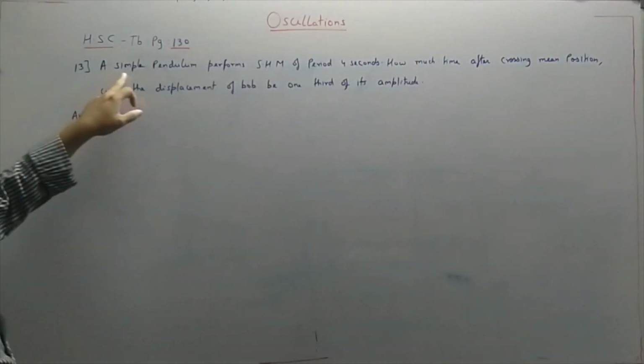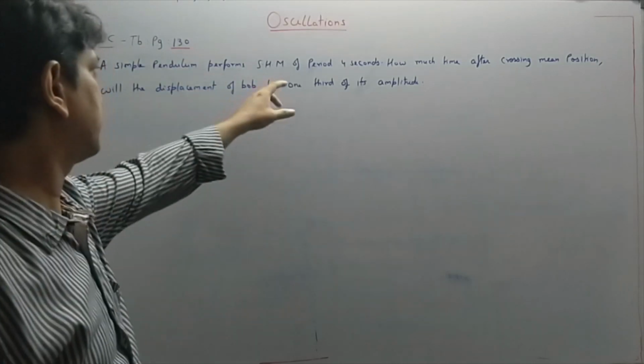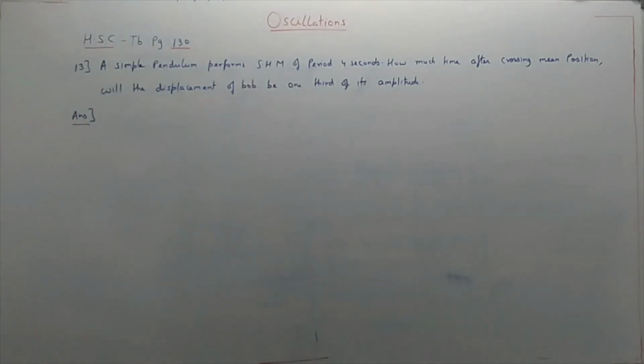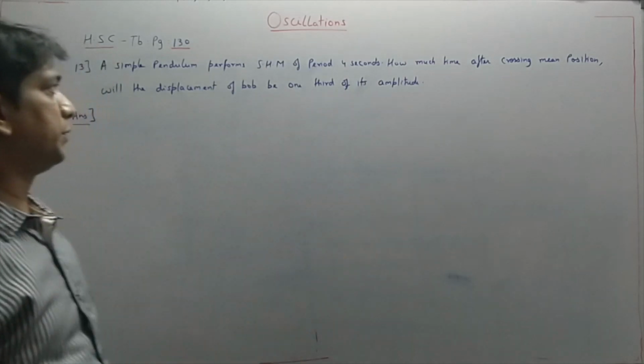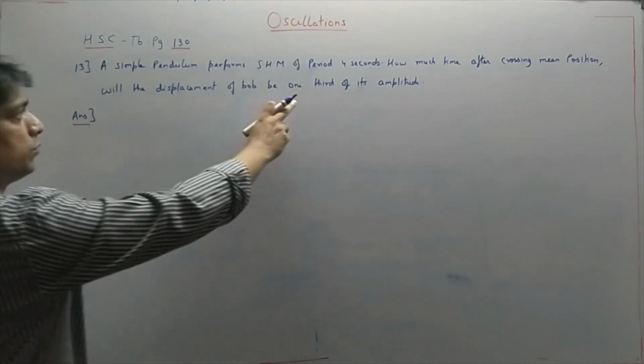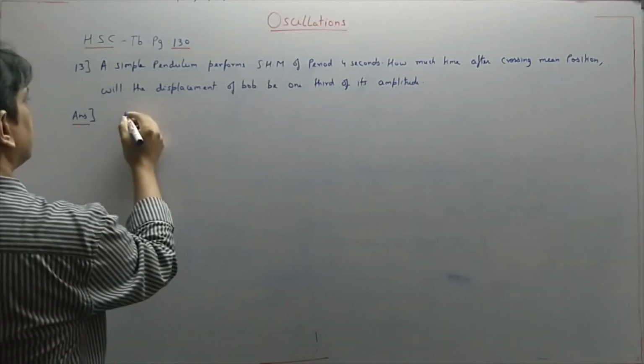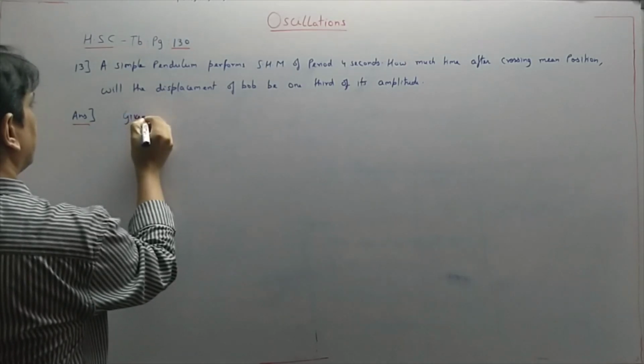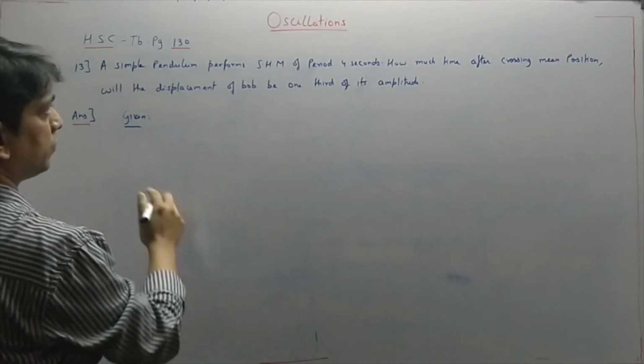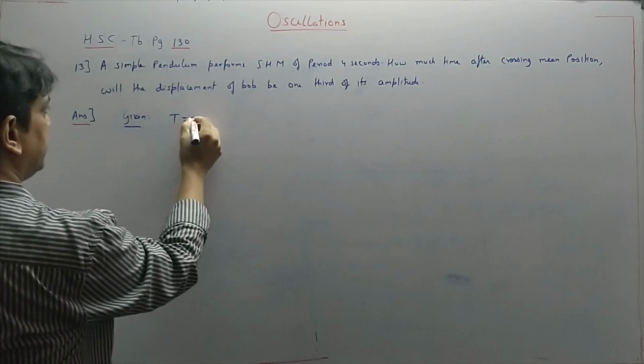Sum number 13: a simple pendulum performs SHM of time period 4 seconds. How much time after crossing the mean position will the displacement of the bob be 1/3 of its amplitude? So the displacement of the bob is 1/3 of its amplitude. Given is: the simple pendulum is performing SHM, time period T is 4 seconds.